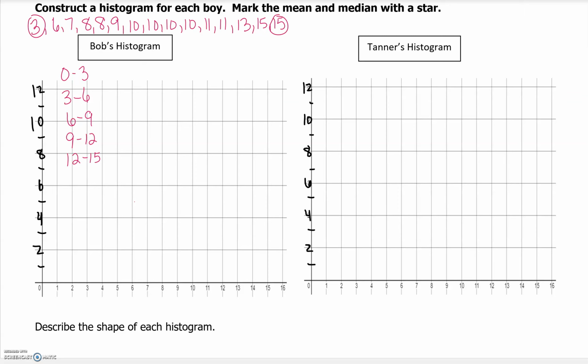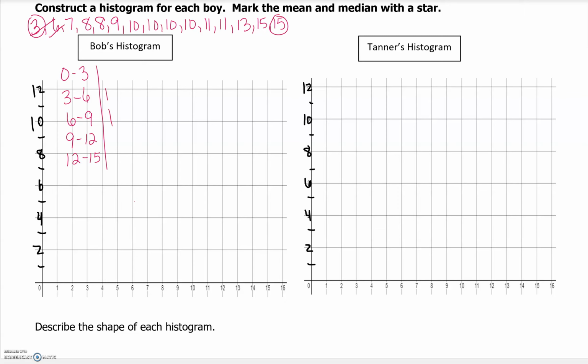Then I'm going to go through the data in order and record a tally mark next to the group it belongs in. So I'm going to start with the lowest number. The lowest number is 3. If the value falls on the border between two groups, place that value in the higher group. So 3 I'm going to place in group 3 to 6. I'm going to put 1 tally mark there. The next number 6 falls between two groups, so again, I'm going to place this in the higher group. So 6 will go here.